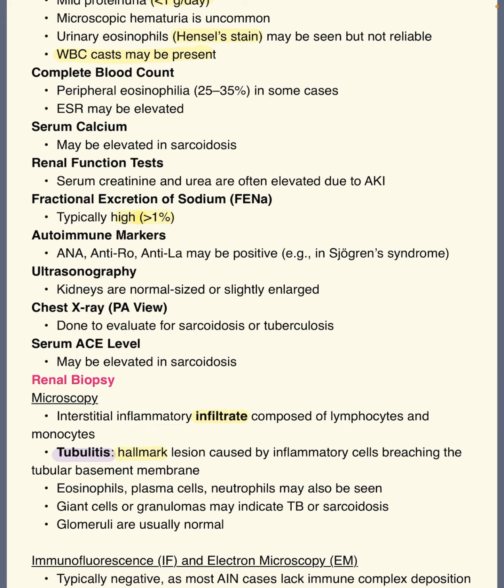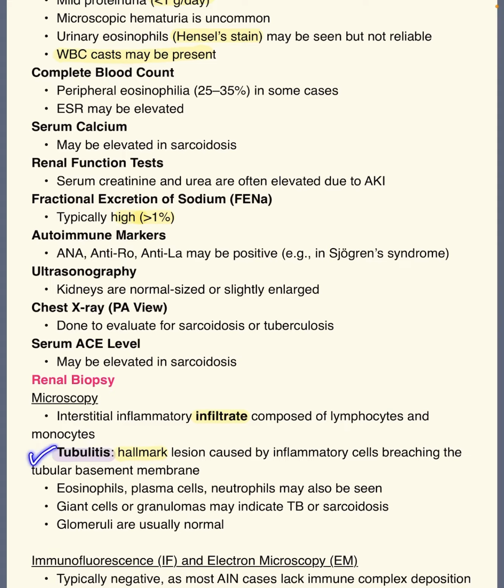Renal biopsy. Renal biopsy is the gold standard, especially if the diagnosis is uncertain. What we find in light microscopy: number one, infiltrate of monocytes and lymphocytes. Number two, interstitial edema, and the hallmark feature is tubulitis. You should never forget about tubulitis. Eosinophils may be present. You may ask about tubulitis.